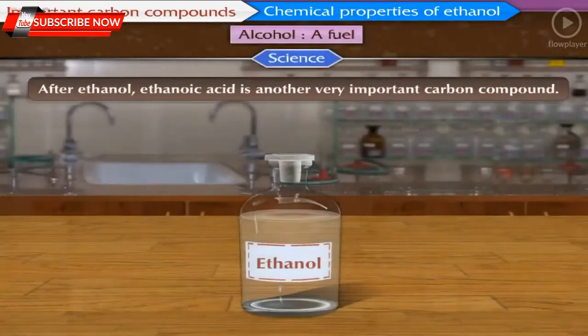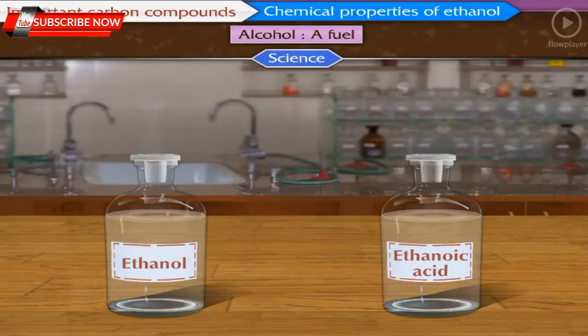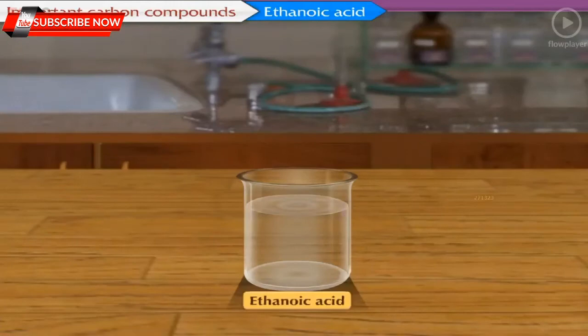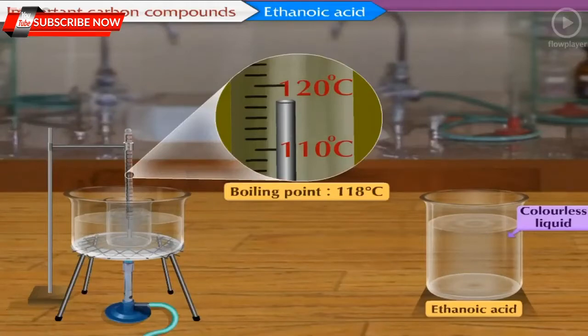After ethanol, ethanoic acid is another very important carbon compound. Come, let us learn more about it. Ethanoic acid is a colorless liquid with a boiling point of 118 degrees Celsius. Ethanoic acid is commonly known as acetic acid.